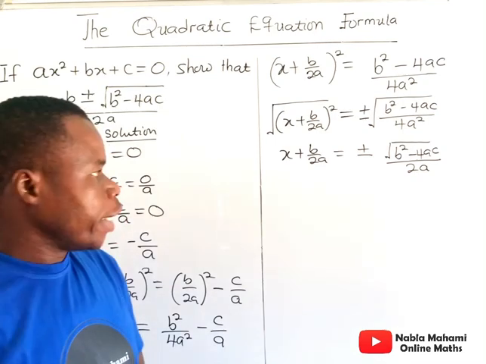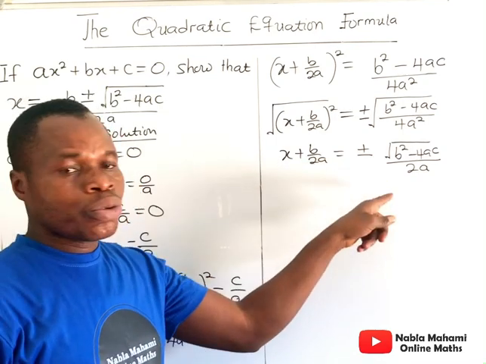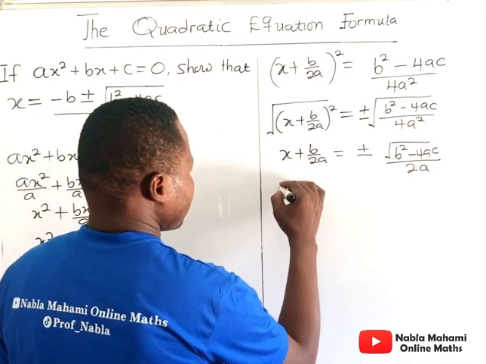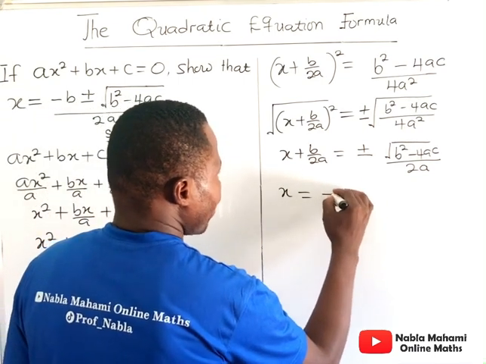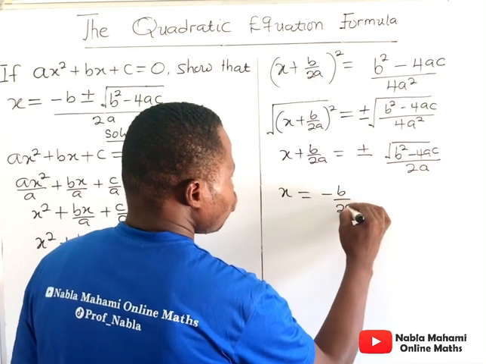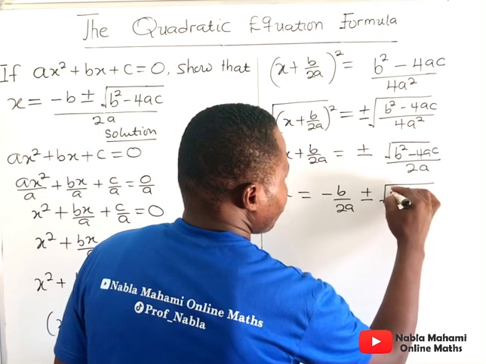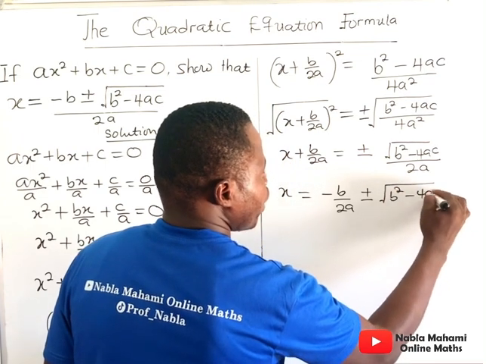Now, I want to solve for x. I will now send this one to go behind. And you know that here is positive. When it goes there, it will be negative. Meaning x will be equal to minus b over 2a plus or negative square root of b squared minus 4ac all over 2a.